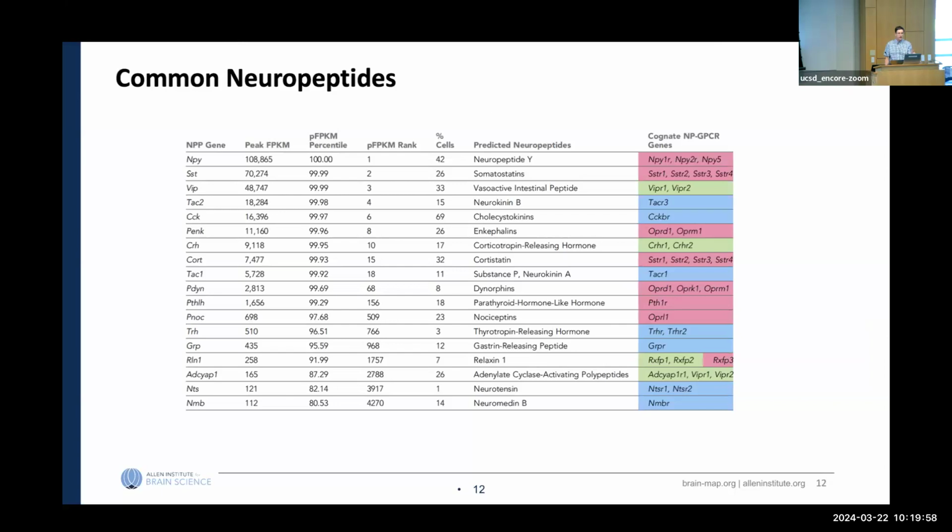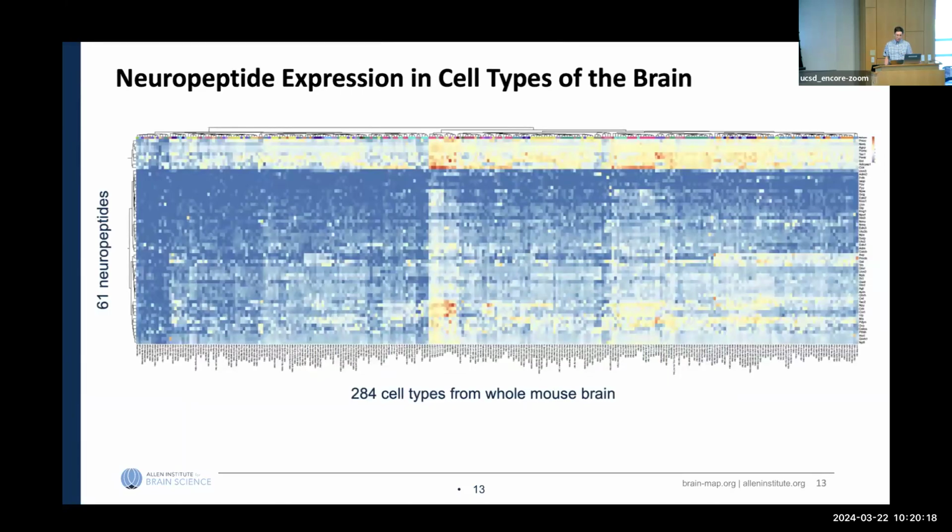So here's a list of some of these neuropeptides. Some of them are really well-known genes in the brain, such as neuropeptide Y, somatostatin, vasoactive intestinal protein, CCK, others, and things like that. These are widely expressed. And so you can look at these.